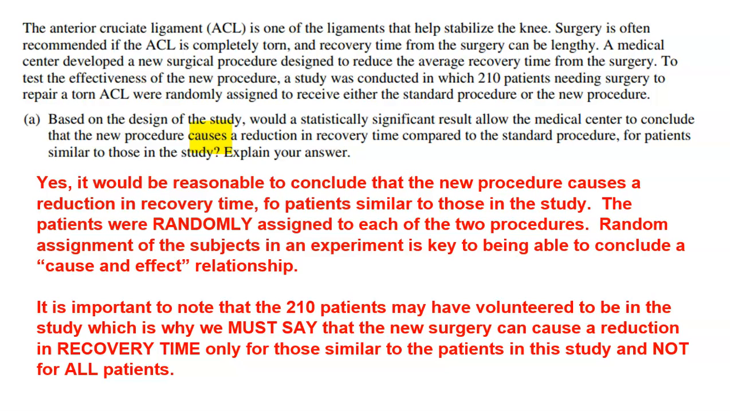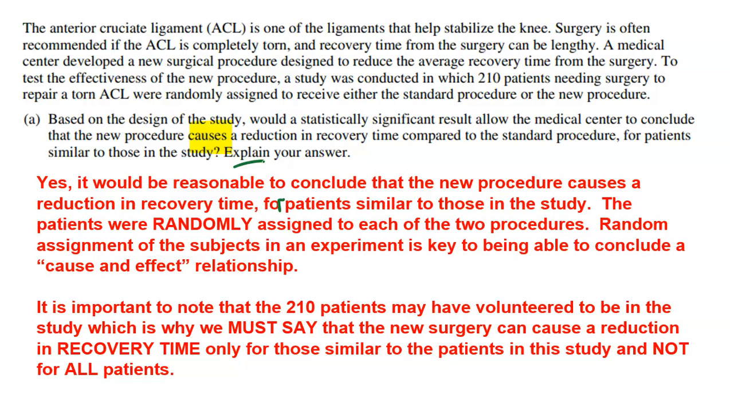So if we do find out that the results were statistically significant, meaning that they did not happen by chance, and that the time it takes to recover from the new procedure is significantly faster than the time for the old procedure, we can say the word cause. So the answer to this question, first and foremost, is yes. It would be reasonable to conclude that the new procedure causes a reduction in recovery time for patients similar to those in the study. The patients were randomly assigned. So that's why, right? Because they want you to explain your answer. So why am I saying yes? Because we have random assignment.